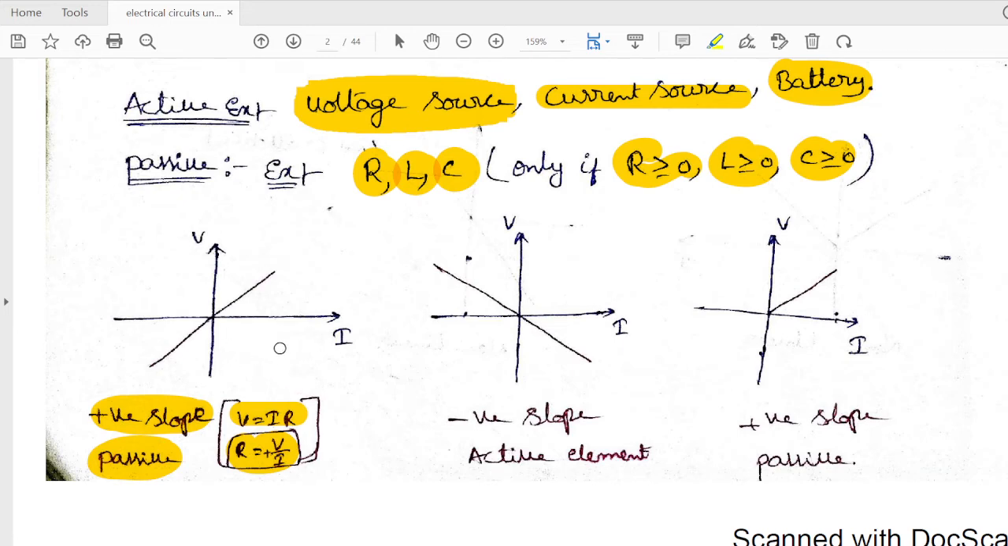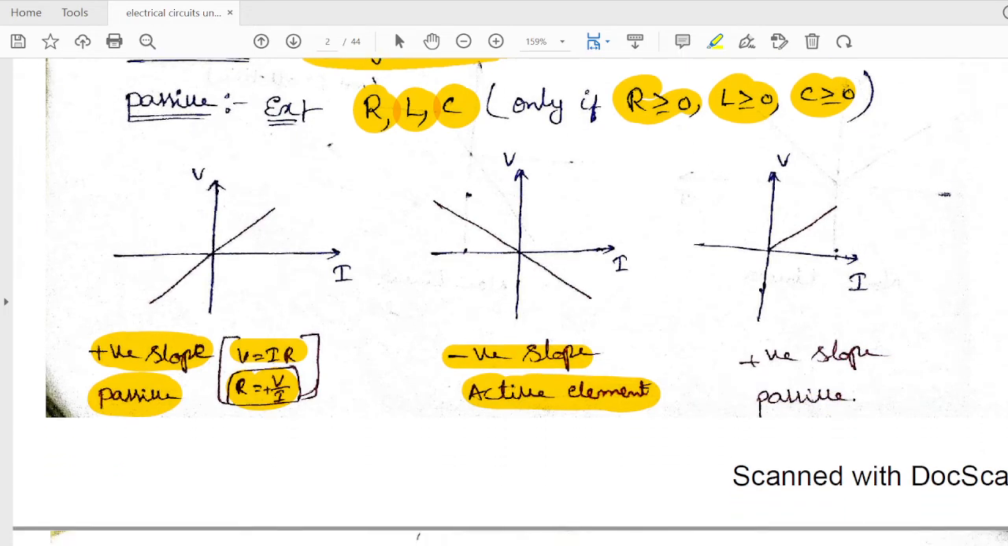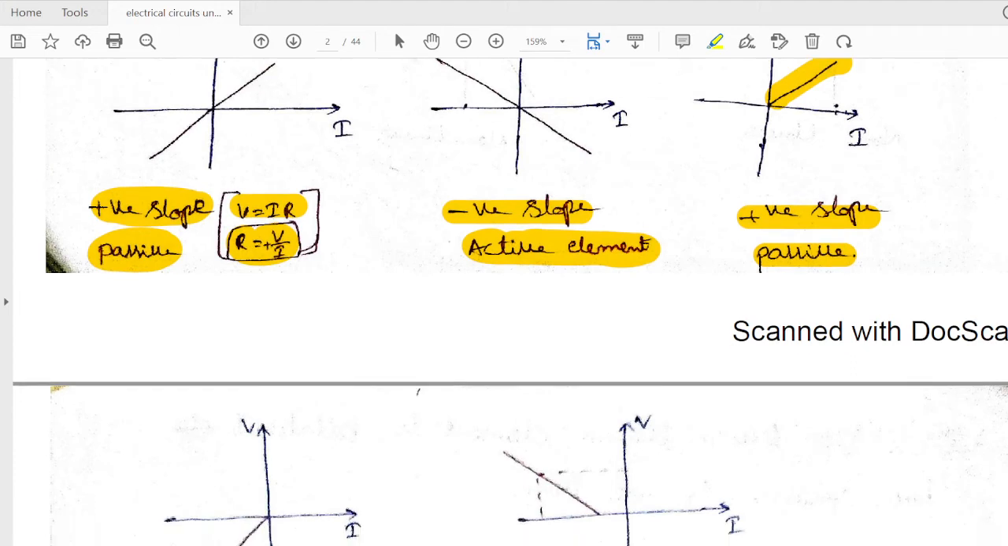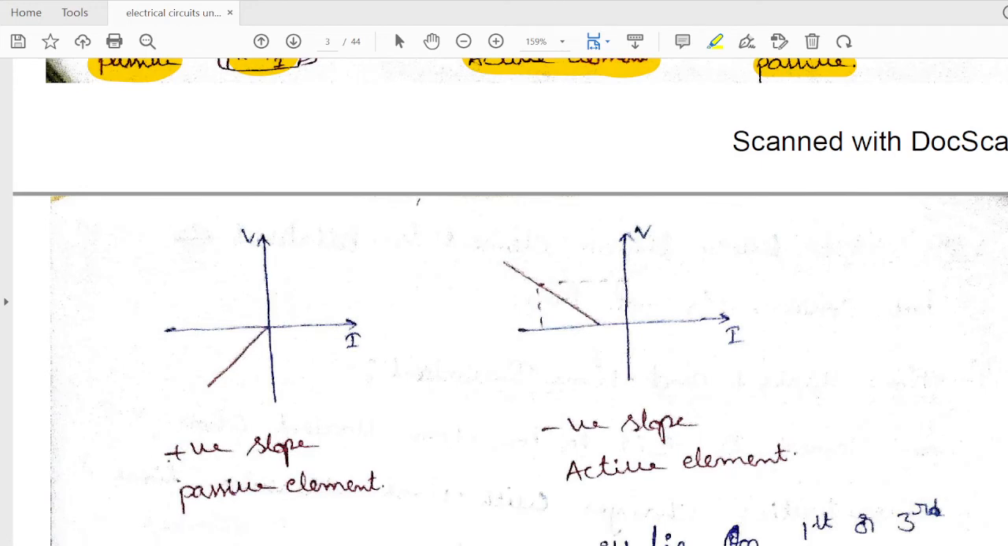See, in this second diagram, if you observe, the V by I, I am getting a negative slope, then the element is said to be an active element. Similarly, in the next diagram, see, slope is positive from here to here, then it is said to be a passive element. So these are some of the examples for active and passive elements.